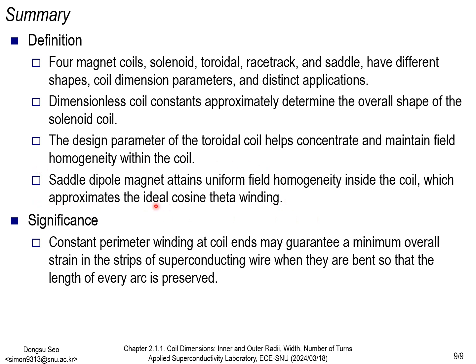Also, one of the significant features of the saddle coil was the constant perimeter winding, which may guarantee a minimum overall strain in the strips of superconducting wire when the strips are bent, preserving the length of every arc.